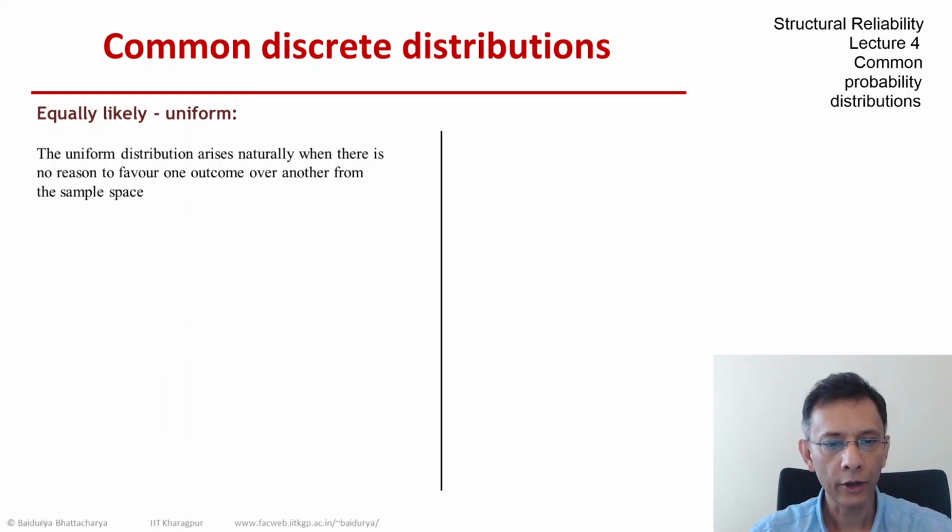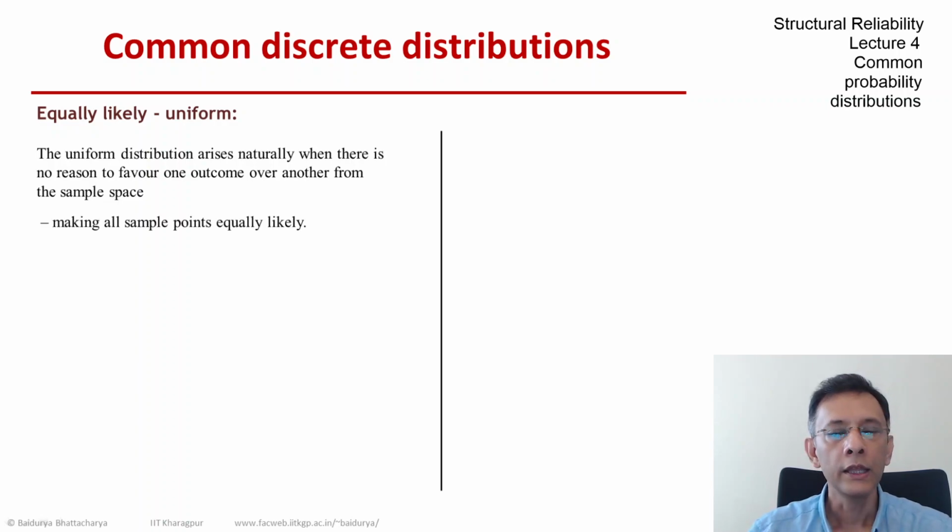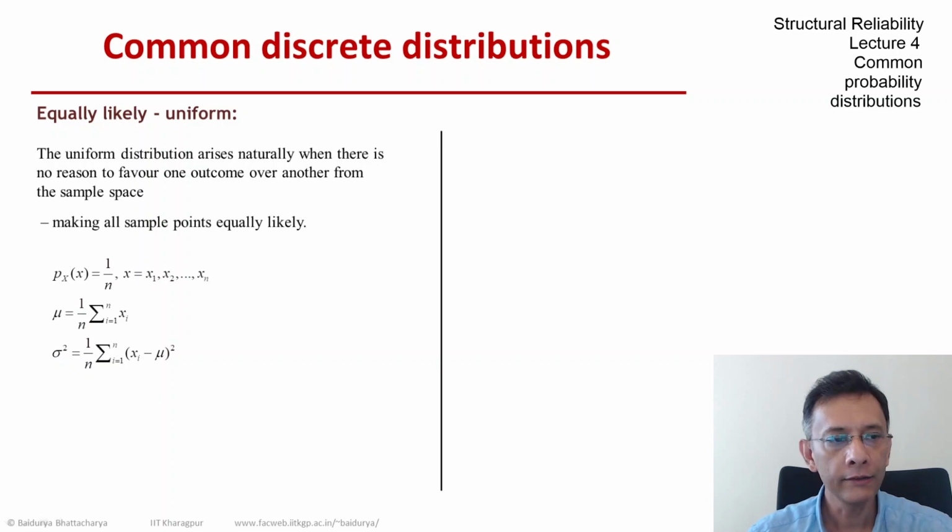The discrete uniform arises naturally when all the sample points are equally likely. So the PMF is just 1 over n for all the possible values, and you can define the mean and variance as you see on the screen.